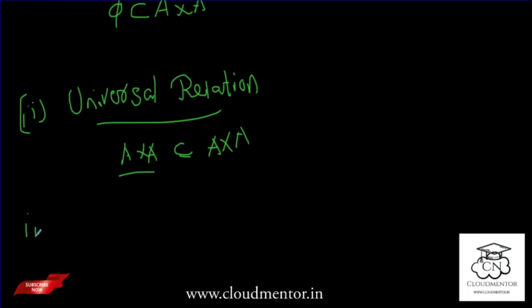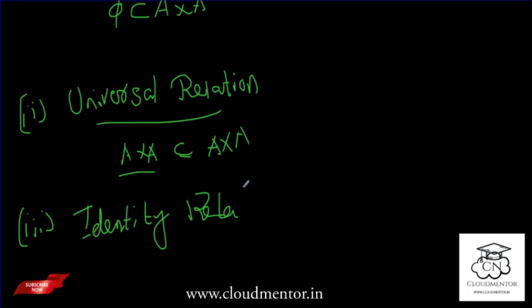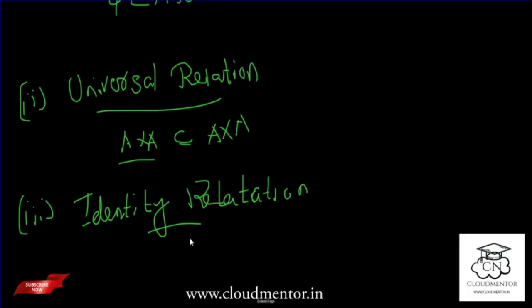Now the third one is the identity relation. I am not going into more elaborate detail on these topics, okay? It is not so important for the exam, so I'm not talking more about that. And the identity relation, so what is that?